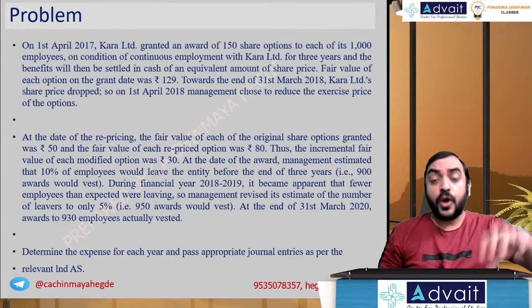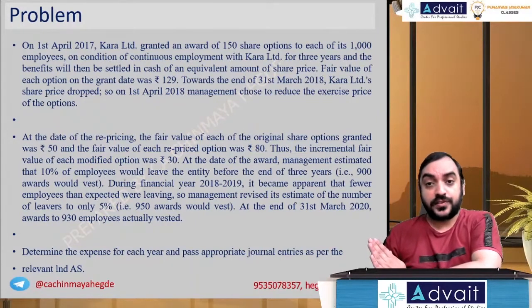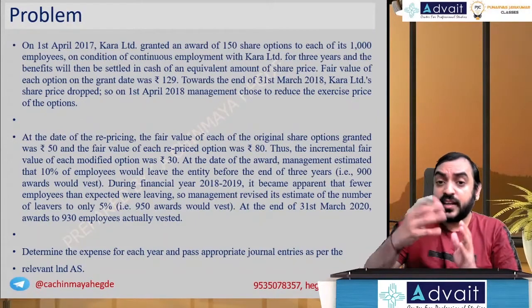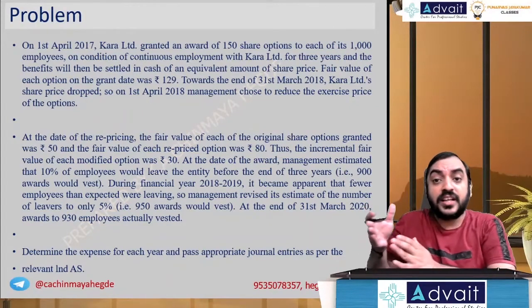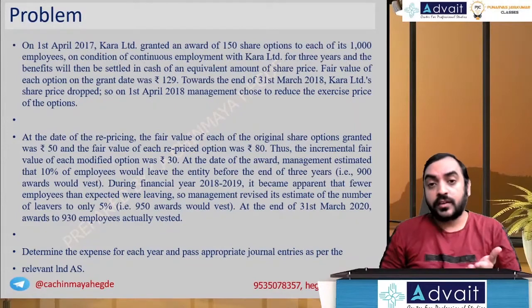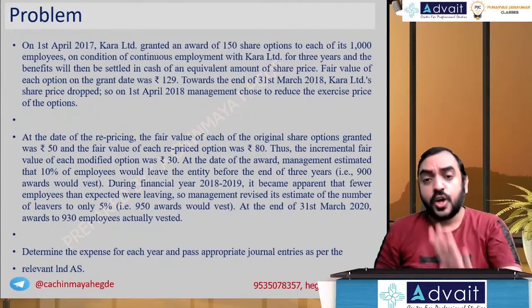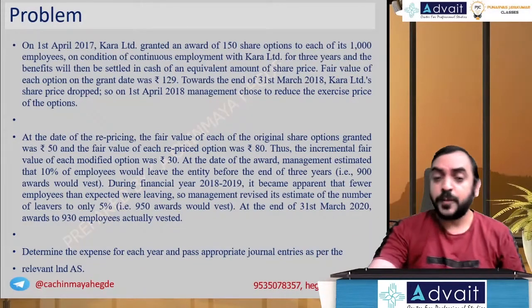Understood? Original amount will be spread across 3 years. The new amount that we get, if it is incremental, that is spread across the remaining years. But if it is decreasing, we ignore that. So first we'll account for the original one, then we'll account for the revised one.